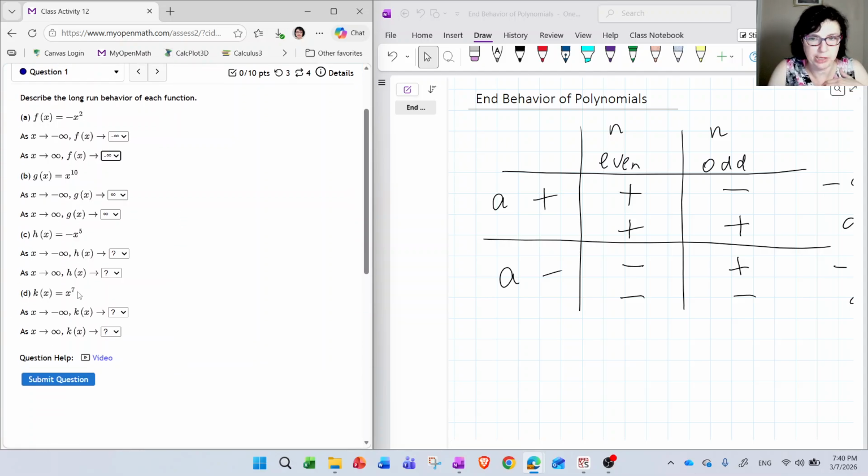Now, let's look at the last ones. That's x to the power 7. This is where the power is odd, and the coefficient in front is positive. Here at negative, negative, at positive, positive. So negative, negative, positive, positive. What happens if it's negative x to the 5? Exactly the opposite. It was negative, negative, positive, positive. Now it's going to be negative, positive, positive, negative.